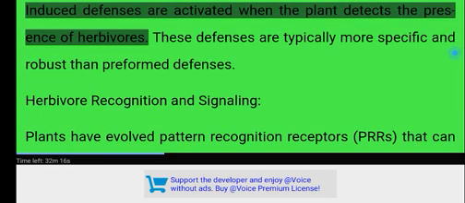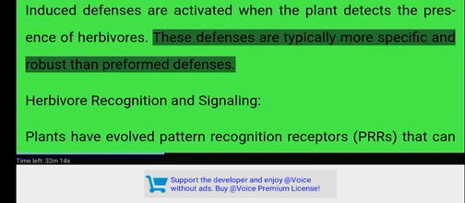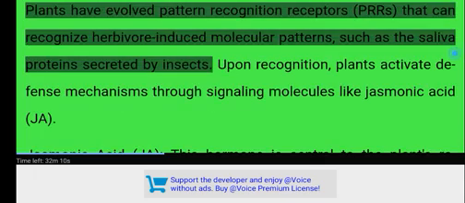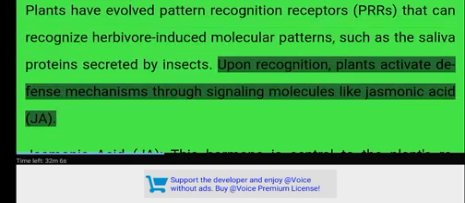Induced defenses. Induced defenses are activated when the plant detects the presence of herbivores. These defenses are typically more specific and robust than preformed defenses. Herbivore recognition and signaling. Plants have evolved pattern recognition receptors (PRRs) that can recognize herbivore-induced molecular patterns, such as the saliva proteins secreted by insects. Upon recognition, plants activate defense mechanisms through signaling molecules like jasmonic acid (JA).